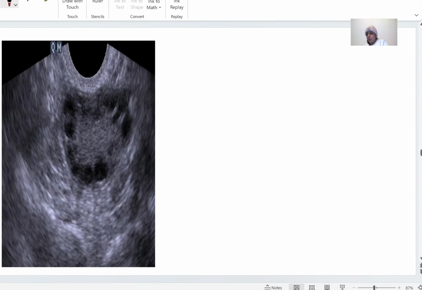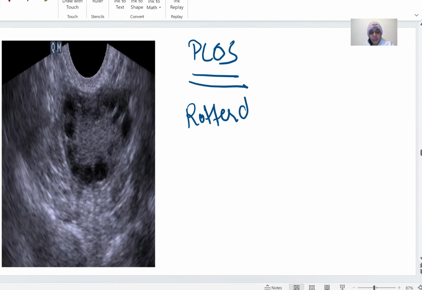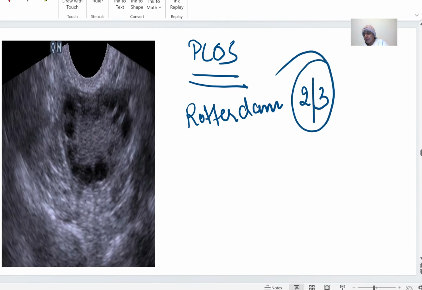What is this image? Spot diagnosis. PCOS. What is the criteria? Come on everybody. Rotterdam criteria. कितने पॉइंट्स हैं? 3 पॉइंट्स हैं. 2 प्रेजेंट होने चाहिए. पासिंग मार्क्स ज्यादा हैं इसमें. ठीक है, 2 प्रेजेंट होने चाहिए 3 में से. ठीक है, व्हाट इज द फर्स्ट क्राइटेरिया?